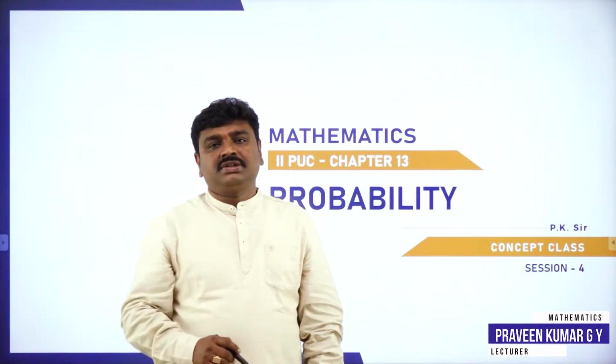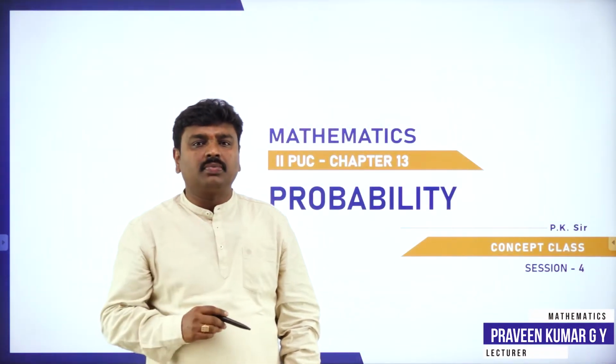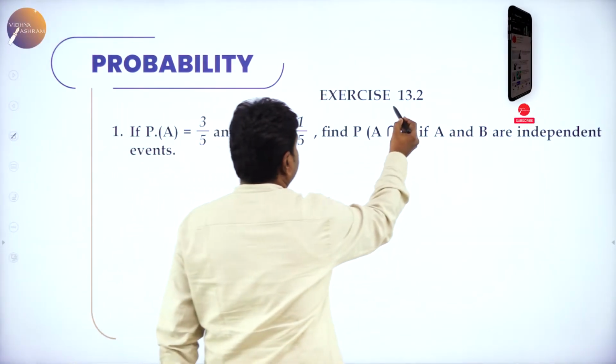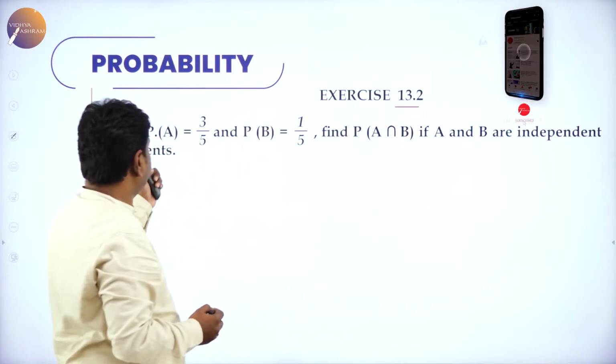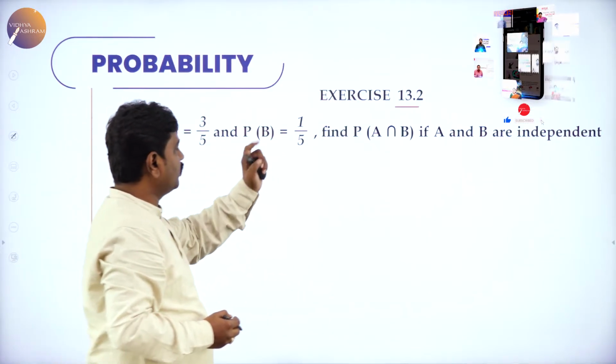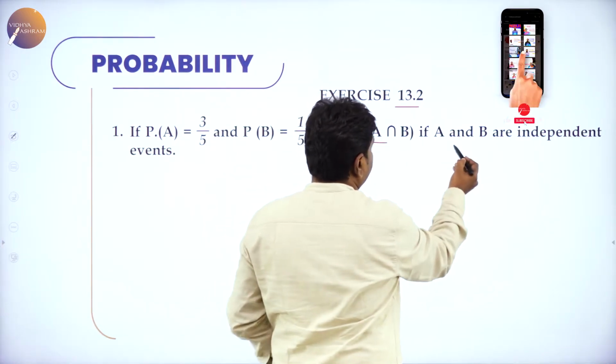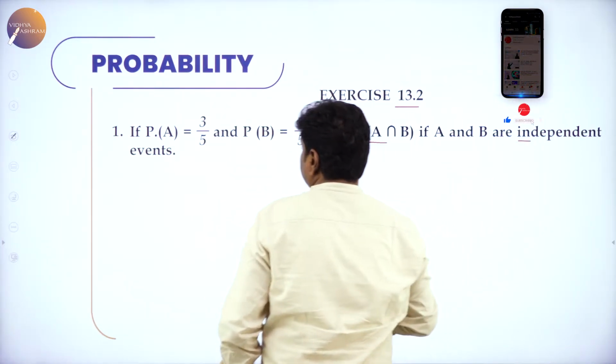Welcome to the session, dear students. Today we'll go ahead with the problems of probability. That is exercise 13.2. Problem 1. If P of A is 3 by 5, P of B is 1 by 5, P of A intersection B you should find, and they told A and B are independent events.